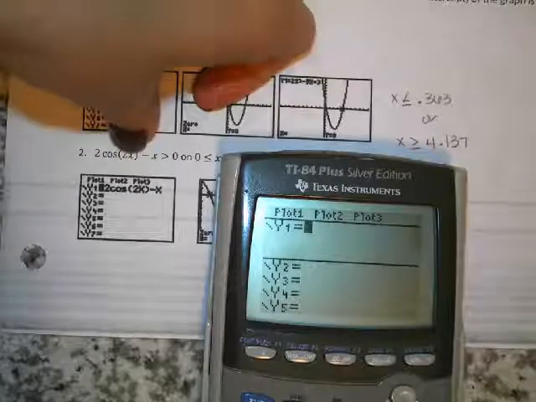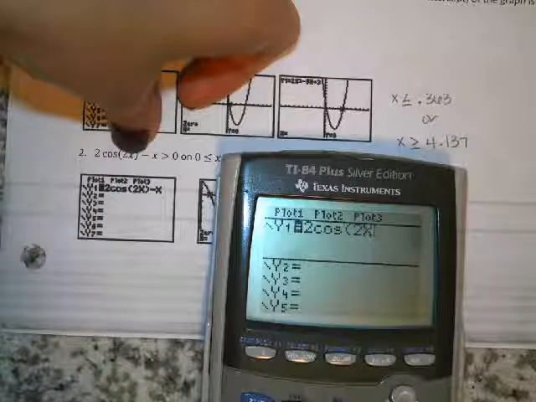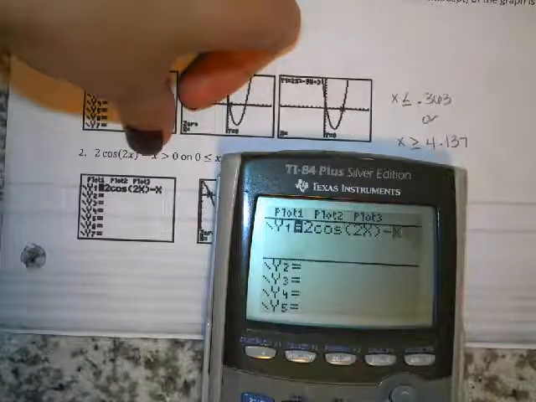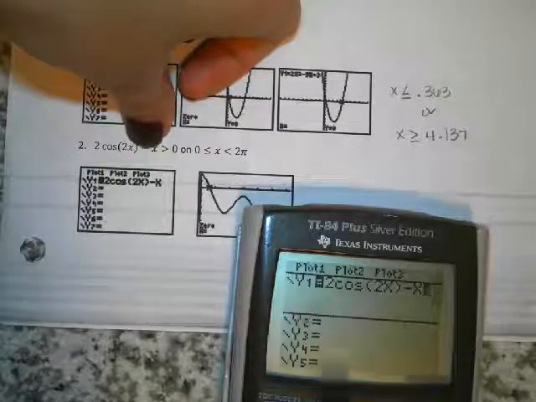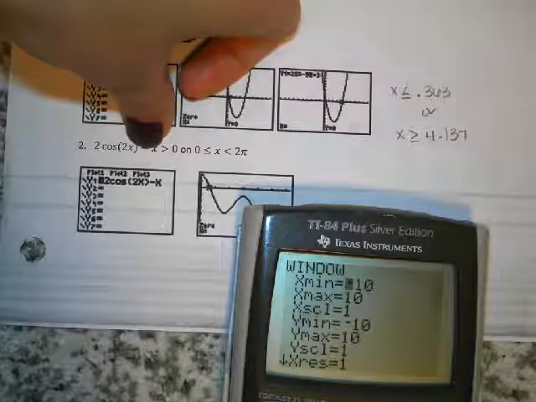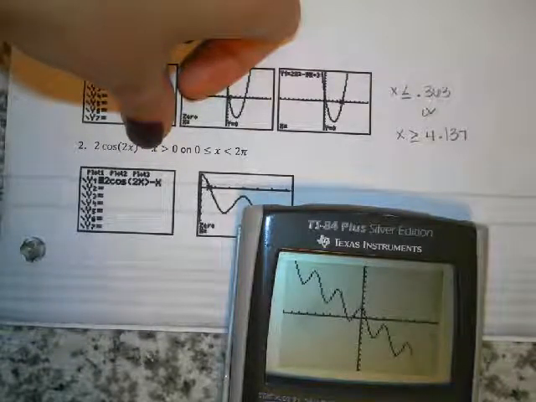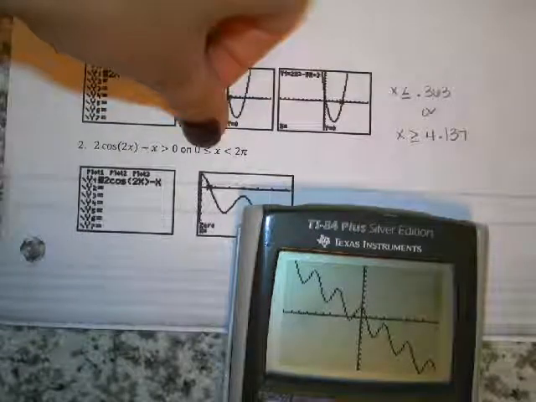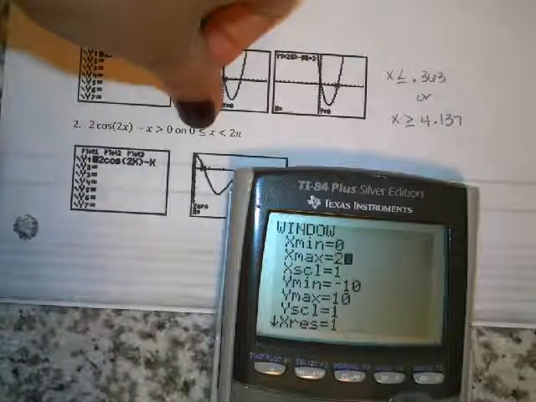Okay, next I'm going to go ahead and do 2 cos 2x minus x, and this is one where the default window, -10 to 10, is probably not going to fly. We can go ahead and graph and see what they did here. Oh, they said x value from 0 to 2 pi. So in the window, I'll go ahead and say 0 to 2 pi.